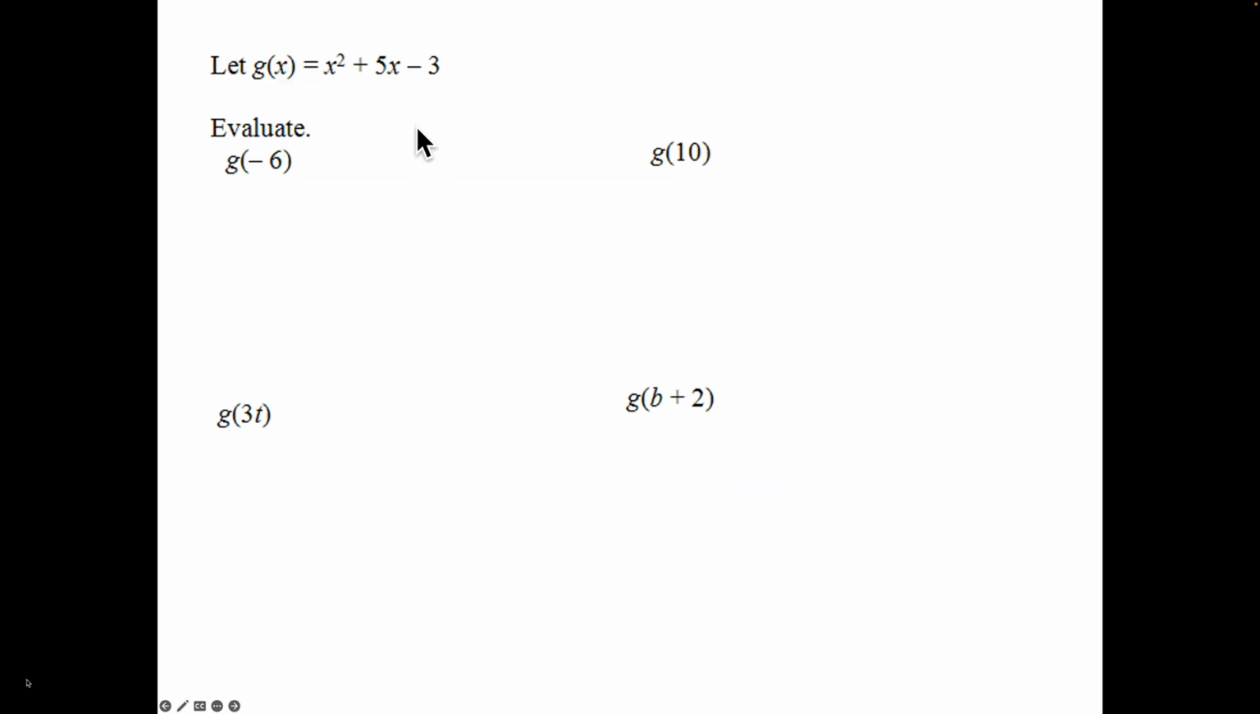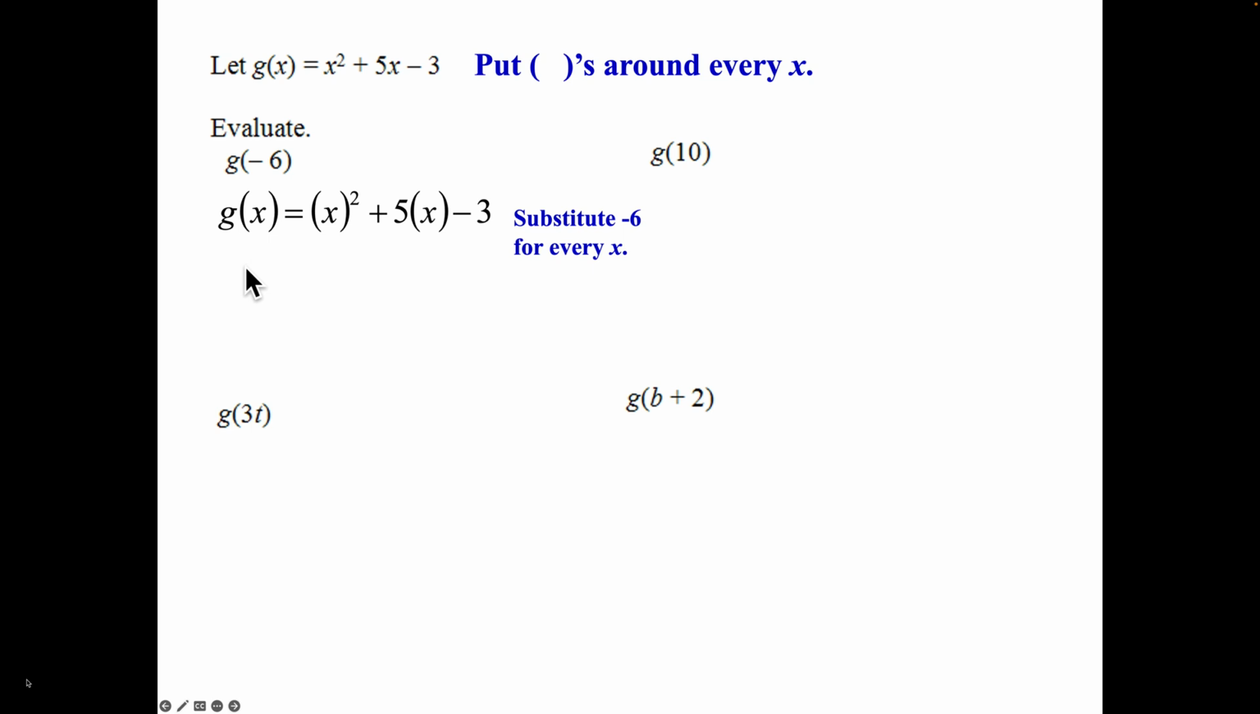All right, next we got, well, let's try this. Let g of x equal x squared plus 5x minus 3. Evaluate g of negative 6. So every place you see an x, you're going to put parentheses around it, and then you're going to put negative 6 in for all the x's. And then you simplify it.